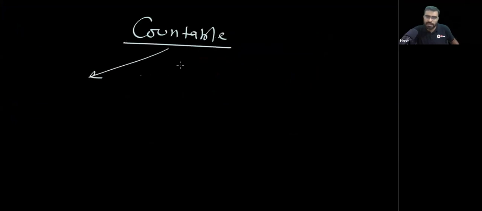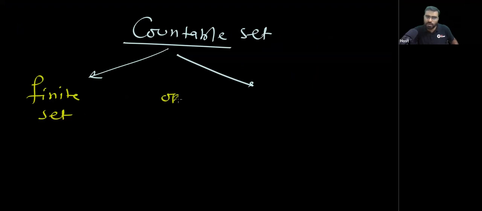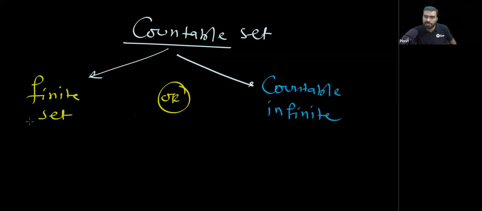There are two types of countable set. Every finite set is countable, or countable infinite. Is this clear? So you can see every finite set is countable.